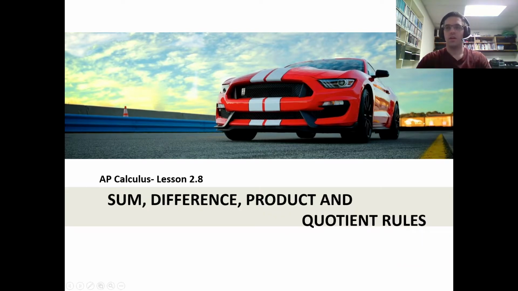All right, this is Unit 2, Lesson 8 of our calculus class. Unit 2 is called Derivatives. Lesson 8 is called Sum, Difference, Product, and Quotient Rules. So we're going to learn some rules around derivatives here.